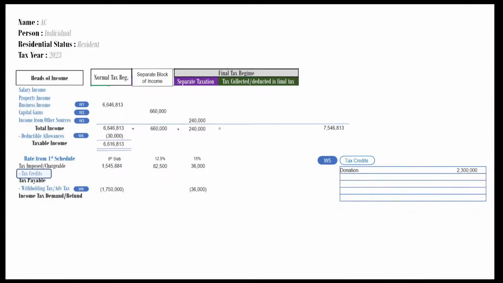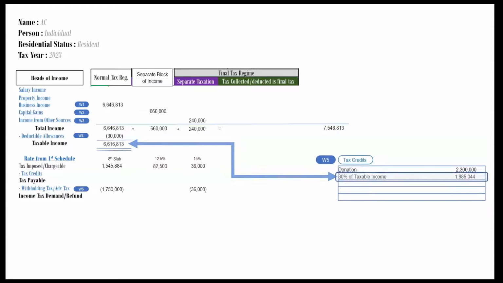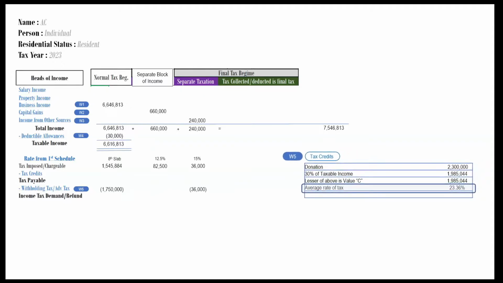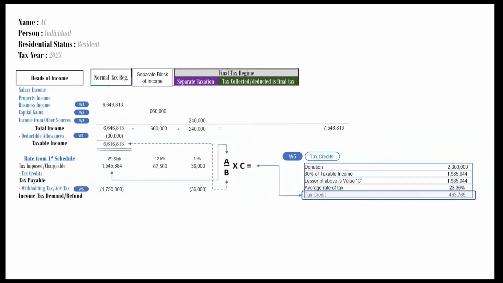Work out 30% of taxable income. Which figure we have used to multiply with 30%? Can you find it? Yes, this one. Lesser of above will be value C, now multiply it with average rate of tax. Can you find out how this average rate of tax has been calculated? Yes. It's A over B. A is tax imposed and B is taxable income. Now multiply this average rate of tax with value C. There you go with your tax credit.